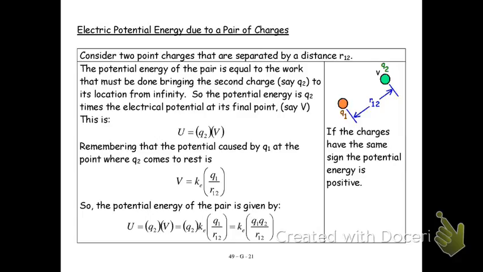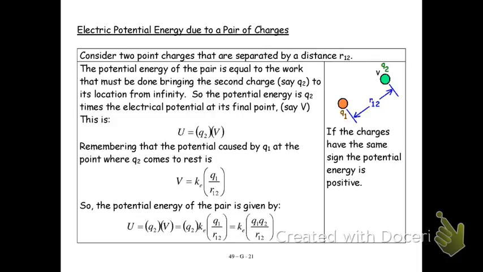It's joules per coulomb, so it's a scalar. So we just add them up. So we say, consider two point charges that are separated by a distance. So what I can do is I can say, well, okay, the potential energy of the pair is equal to the work that must be done to bring the second charge to that location from infinity.